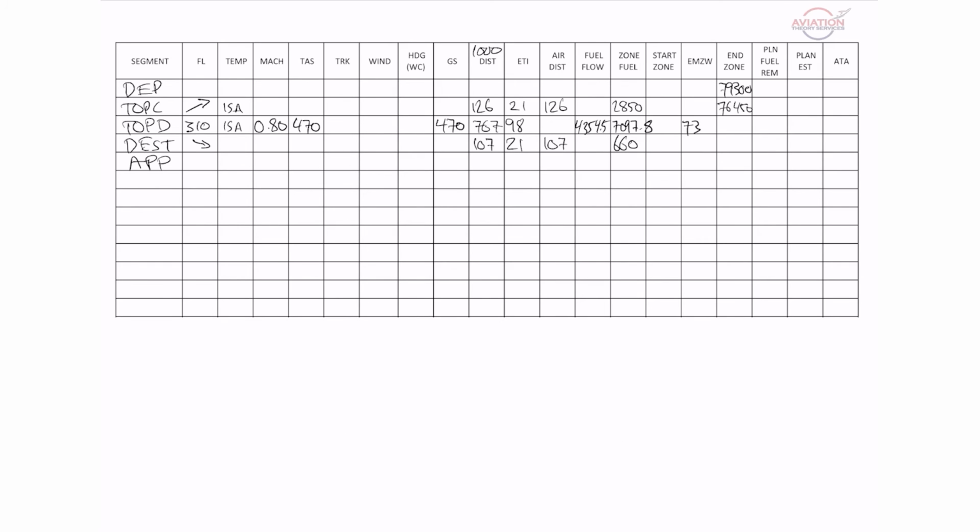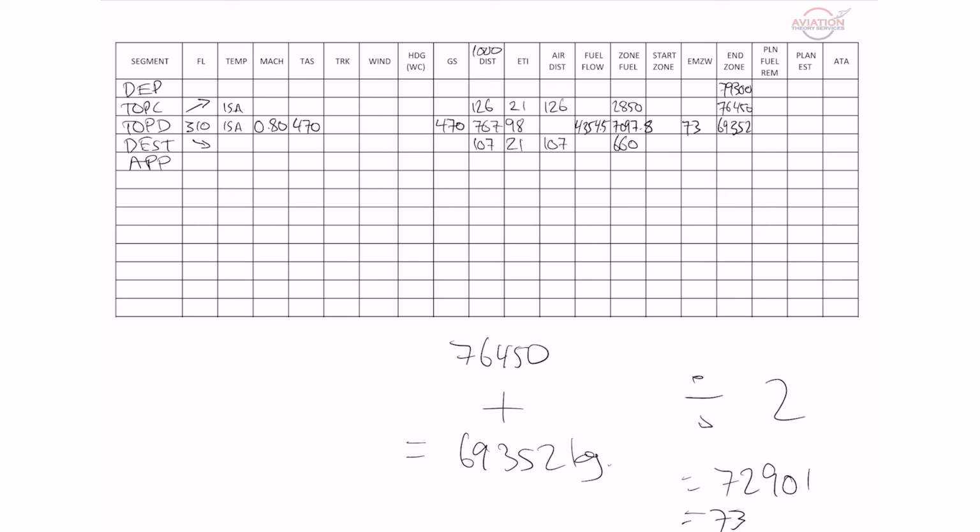As we looked at in the cruise section, we've got to check the estimated mid-zone was correct. So we'll start by adding the end zone for top of climb, so that's the top of climb weight, to the end zone for the cruise leg. To calculate the end zone for the cruise leg, we're going to get the start zone, subtract the zone fuel. That gives us 69,352 kilos. And to check the estimated mid zone, we'll just add the two numbers together, then divide by 2 and make sure it's within a ton of our estimated mid zone. Which it is, so it comes out to 72,901, that would be 73 ton, which means our estimated mid-zone weight checks out.